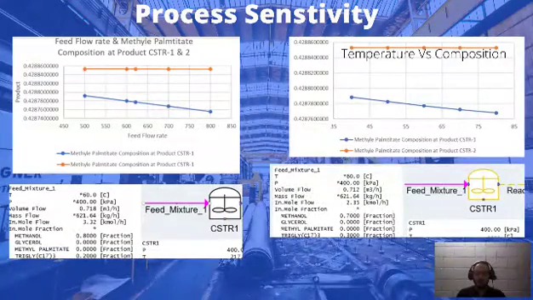So in this part, I'm going to discuss how the process is feasible and changing heat flow and temperature and heat composition.